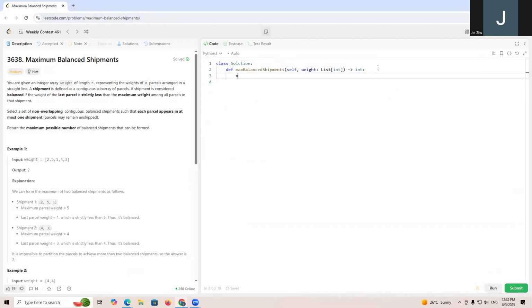So we have n equals the length of weight, count to be zero and result to be zero, for i in range n. Count should increase by one every time. So if i equals n minus one, or array[i+1] is greater than or equal to array[i], then this is the end of the continuous decreasing, right? So we have result plus equal to count divided by two. And also we need to reset count to zero. And in the end, return result.